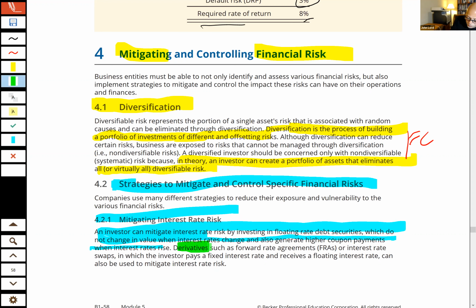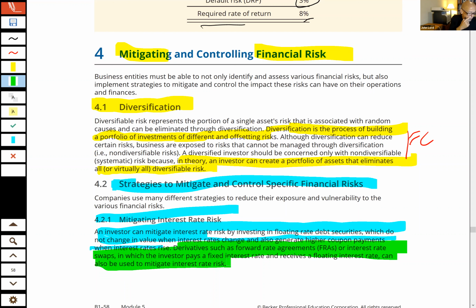Derivatives such as forward rate agreements or interest rate swaps, in which the investor pays a fixed interest rate and receives a floating interest rate, can also be used to mitigate interest rate risk. So let's just go ahead and flashcard that last part. Okay, and let's just look at this example.